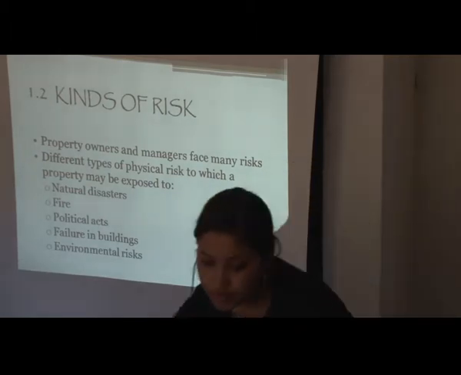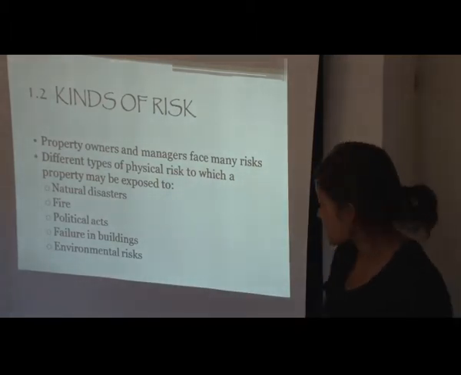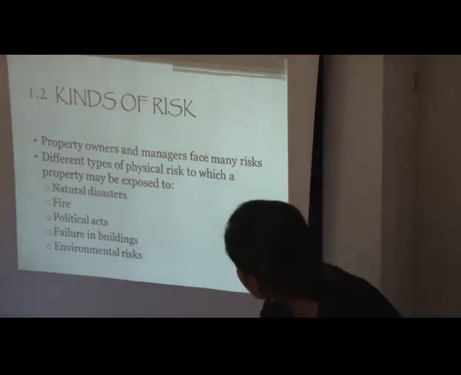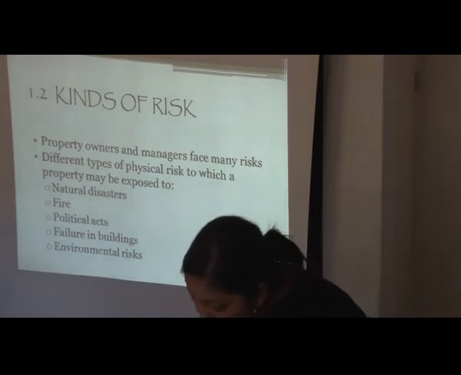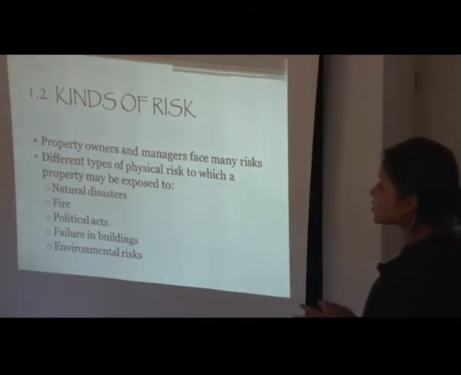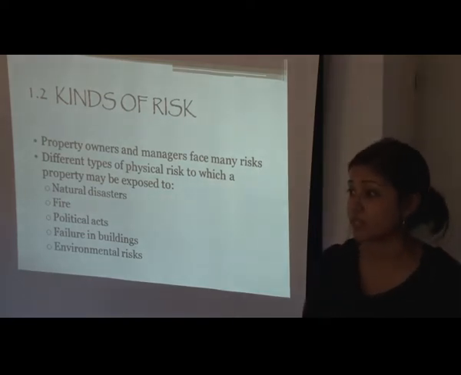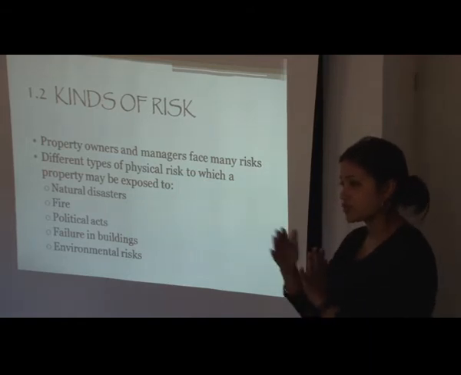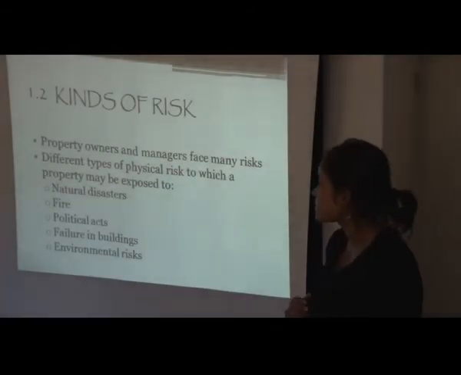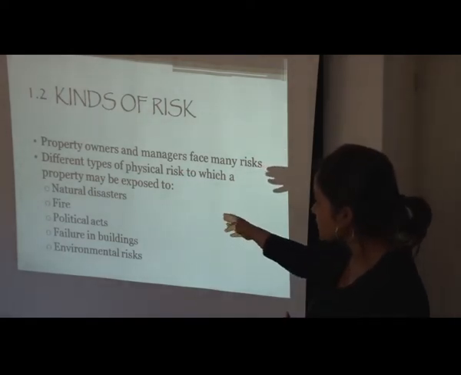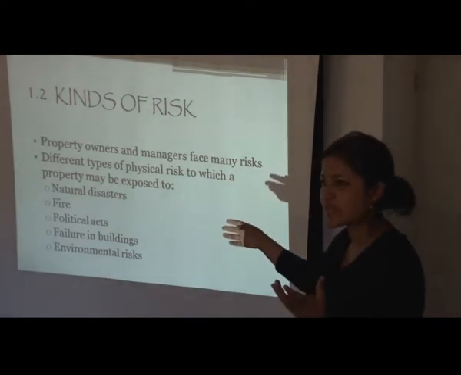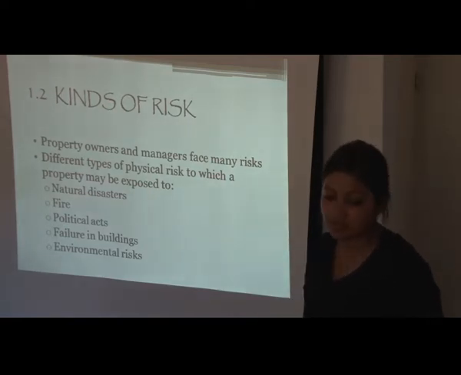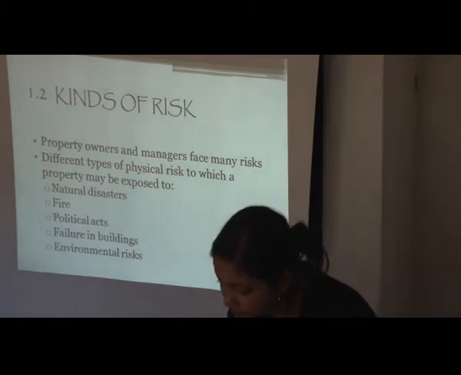Now, there are a few different kinds of risks. Let's go through them. Property owners and property managers face many risks, and there are 5 different kinds. You get natural disasters. You can't predict that at all, and you can't control it. You can take steps to mitigate the risk, but that's about it. Then fire, political acts, failure in a building, like a mechanical or structural failure, and environmental risks. So you need to know those 5 different risks.